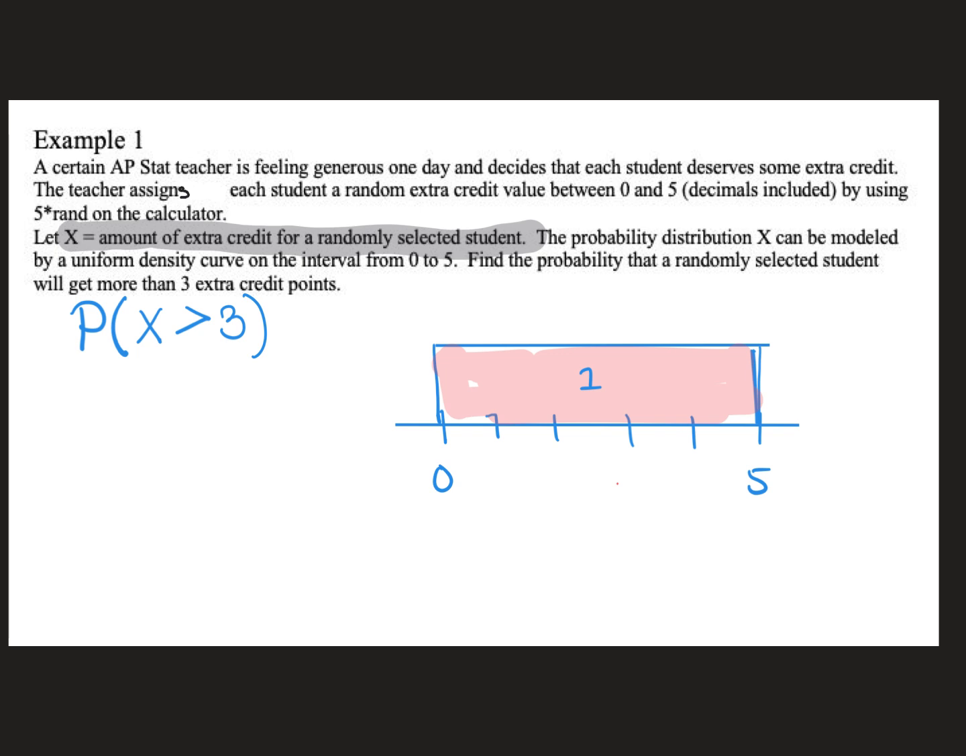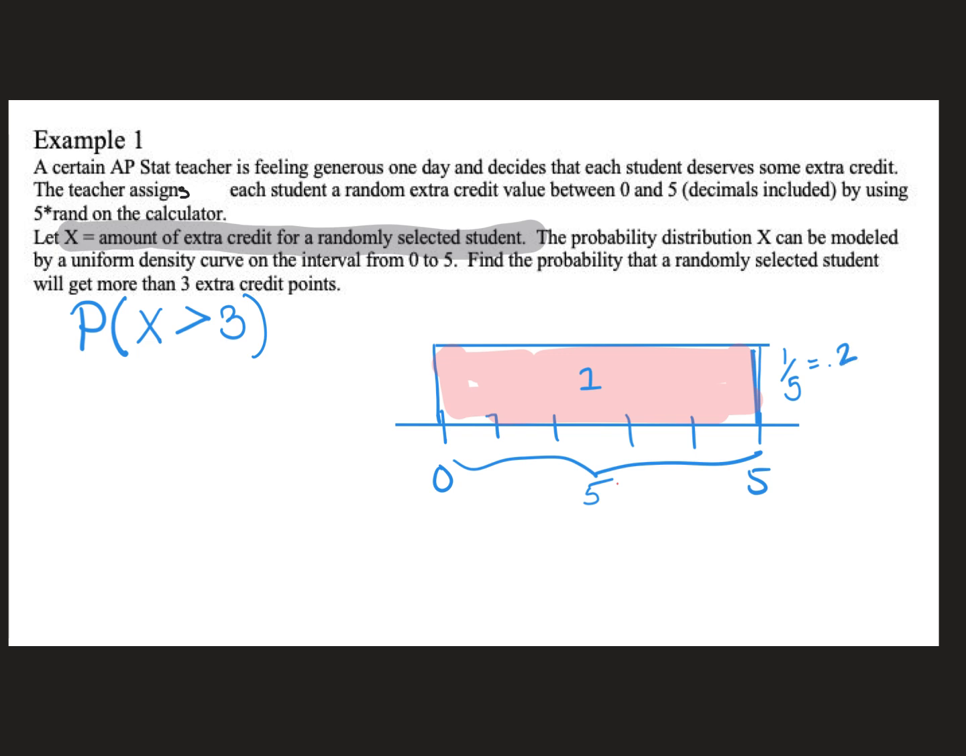So this horizontal axis has a length of 5 units, so that means that the height of this would have to be 1/5 or 0.2, because 5 times 1/5 would equal 1.